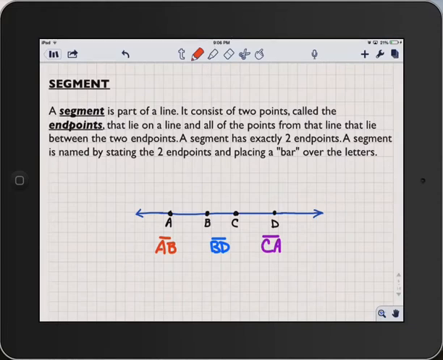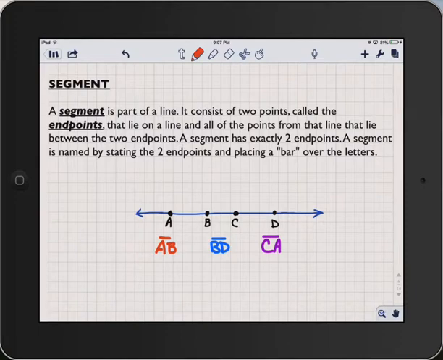Okay, continuing with some more definitions for geometry, section 1.1. We have a segment, a line segment. A segment is part of a line. It consists of 2 points called the endpoints that lie on the line, and all of the points from that line that lie between the 2 endpoints. A segment has exactly 2 endpoints. A segment is named by stating the 2 endpoints and placing a bar over the letters.